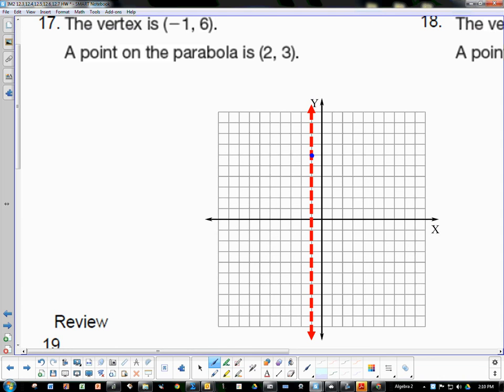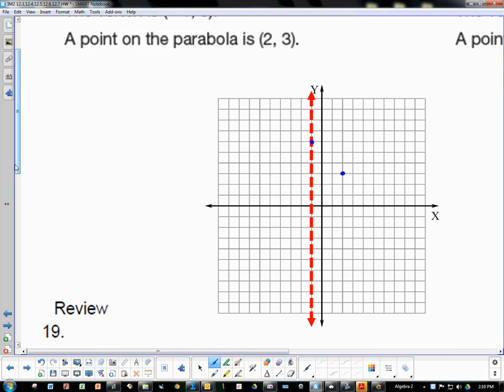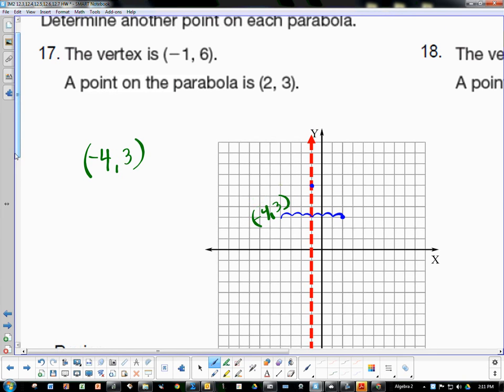All right? Now they're giving us a point. It's 2, comma 3. All right, so we'll go with 1, 2, comma 1, 2, 3. And they're asking for determine another point. So all you have to do here is kind of count in the opposite direction. And that point happens to be, well, we'll go 1, 2, 3, 4, and then 3, so -4, comma 3. Next problem.